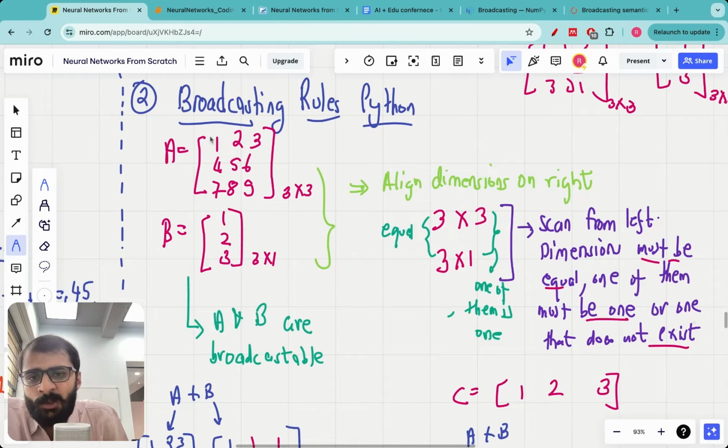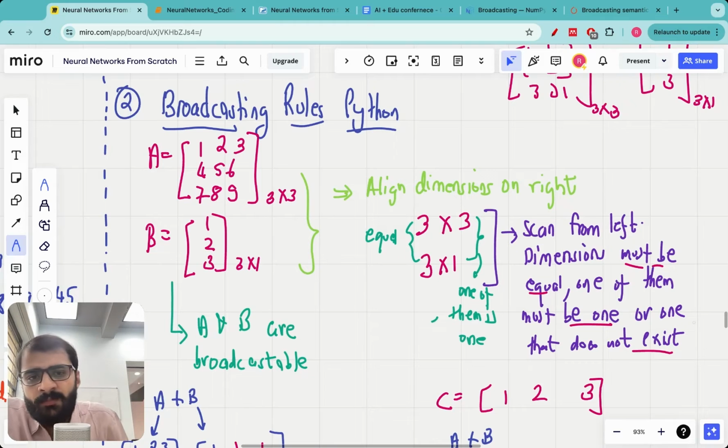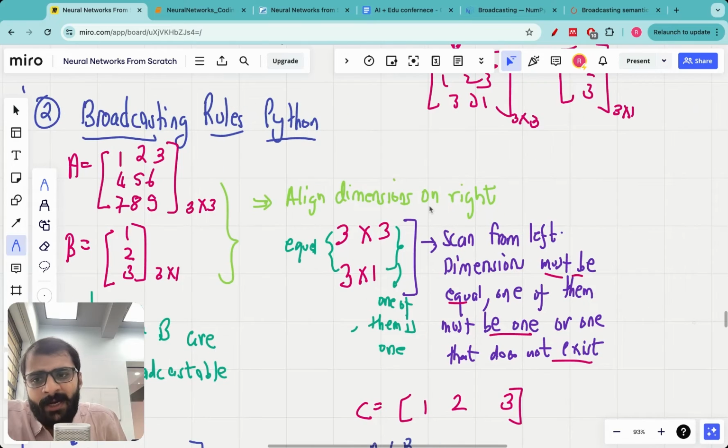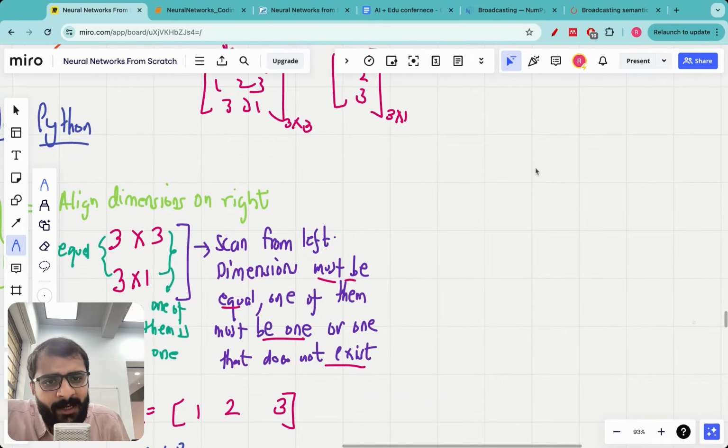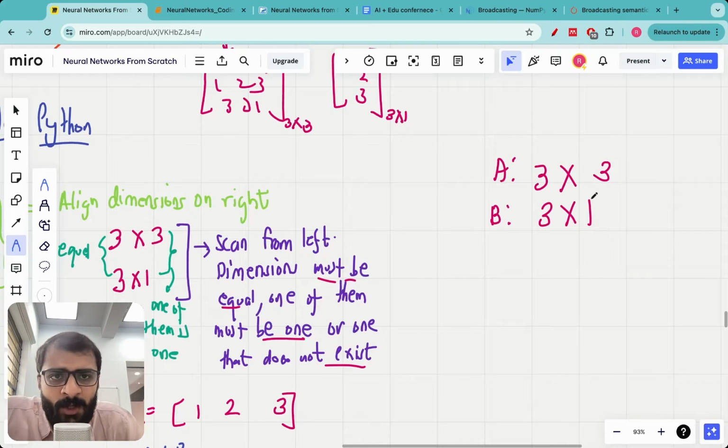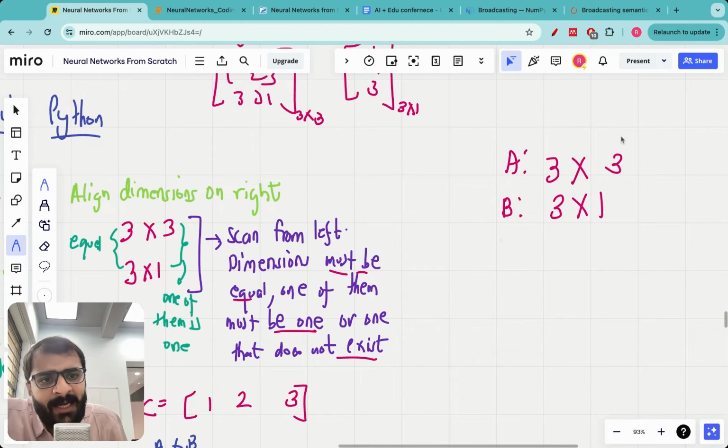Let's say I have a matrix which looks like this. It's a 3 by 3 matrix: 1 2 3, 4 5 6, 7 8 9. And I have the b matrix which looks like this: 1 2 3. So it's a 3 by 1 matrix. Let us see if these two matrices are broadcastable. The first rule is that you have to write down these dimensions so that they are aligned. So let us write it down: 3 by 3 is the dimensions of the first matrix, and 3 by 1 is the dimensions of the second matrix. Okay, now we have to start scanning from left to right for every single dimension.